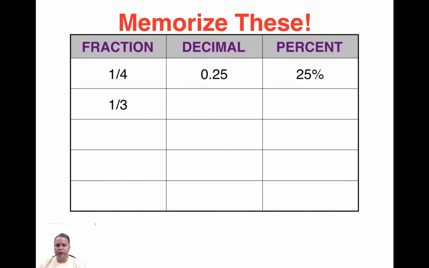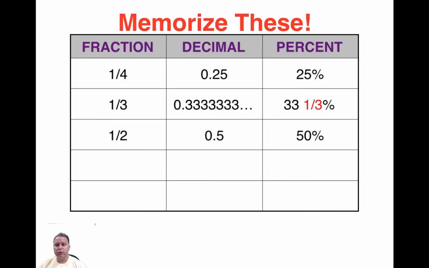1/3. If you divide the top by the bottom, you're going to get a repeating decimal, 0.33333, which I would like you to write as 33 1/3%. You're going to see that a lot in advertisements and stuff. 1/3 off or 33 1/3% off. 1/2, we should all know 1/2 is 0.5, which is 50%. You'll also see that all the time.